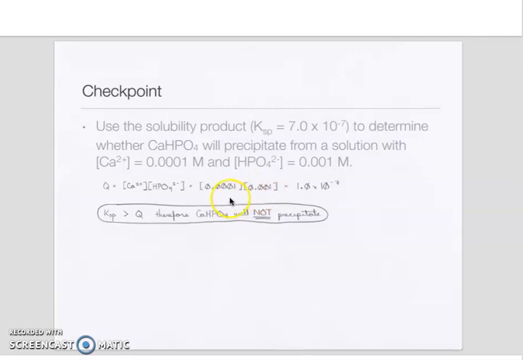So I can multiply those two values, and I find that the reaction quotient is 1 times 10 to the negative 7. Once I know that, I can compare it back to my KSP expression, and I find that my KSP is larger than my Q. So therefore, I have not reached my maximum amount of ions dissolved in solution, and therefore my calcium biphosphate will not precipitate in this particular case. I can add more calcium biphosphate, and it will still dissolve in solution.